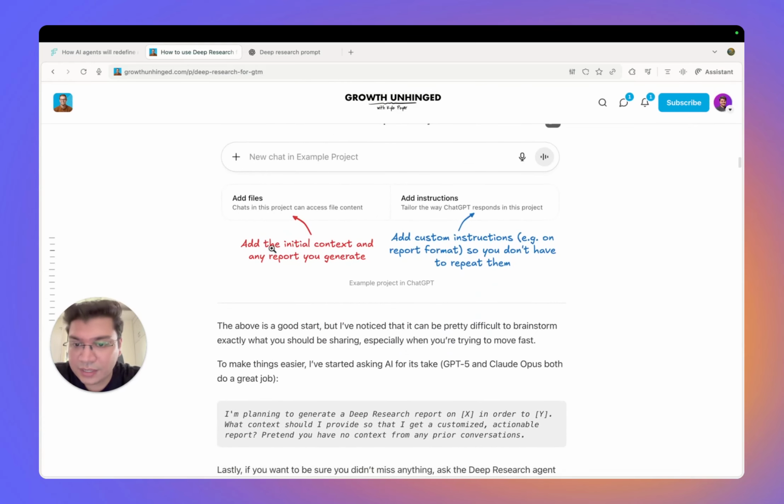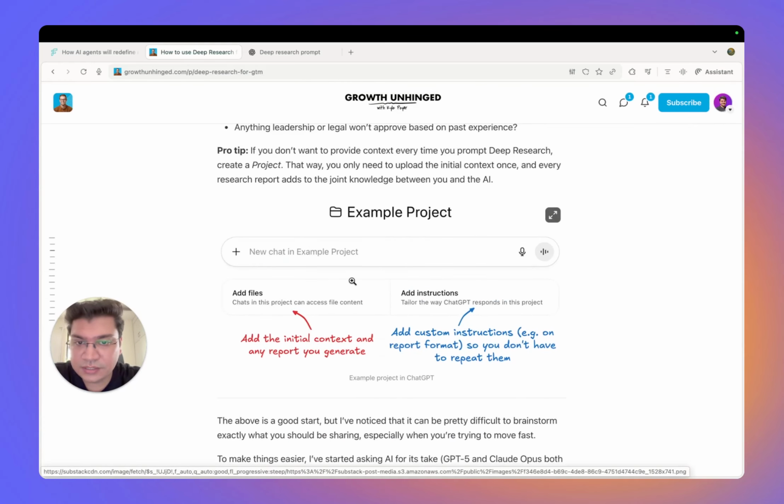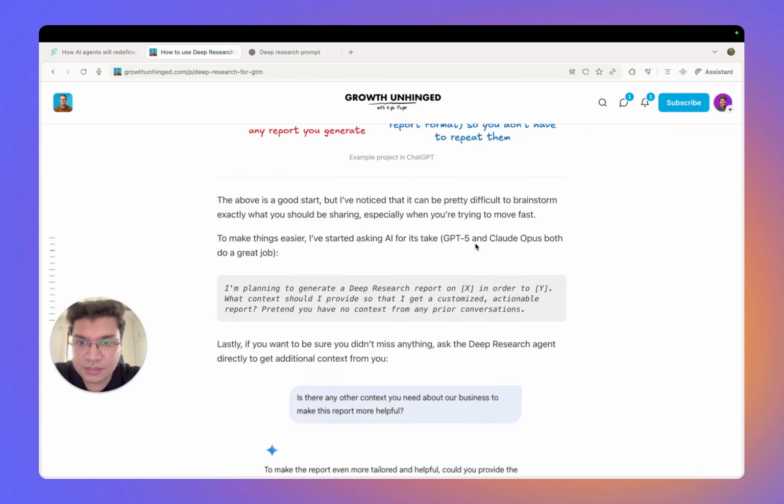To add context, they have given this example: you can add initial context by adding any reports, like the report that you generate, and then you can also add custom instructions, for example on report format, so you don't have to repeat them, right? And then you can write a prompt like, I'm planning to generate a deep research report on X in order to do Y. What context should I provide so that I get a customized, actionable report? Pretend you have no context from any other prior conversation.